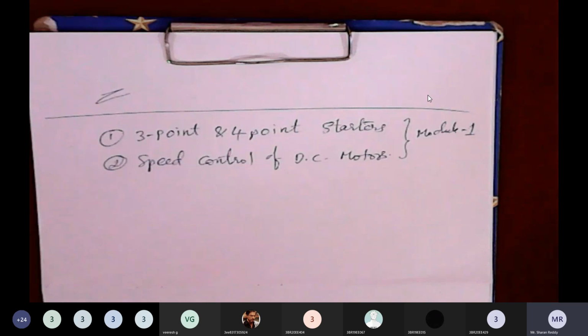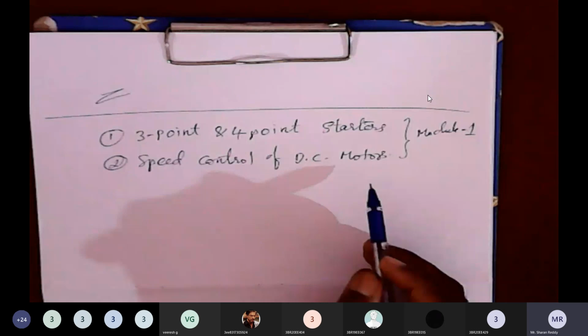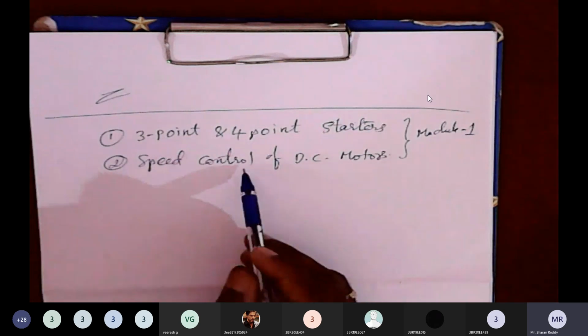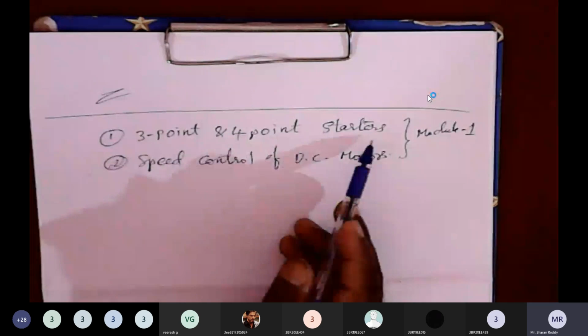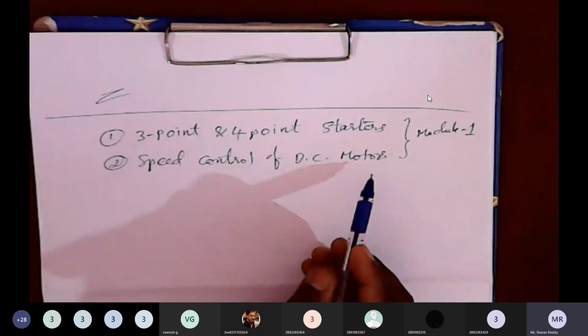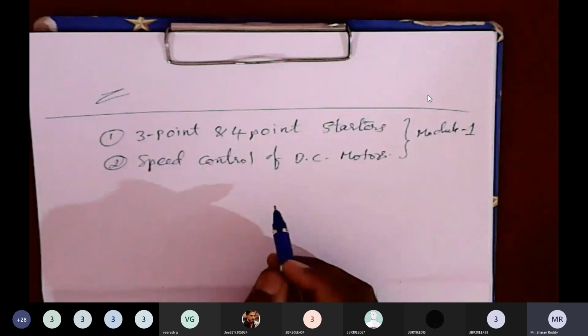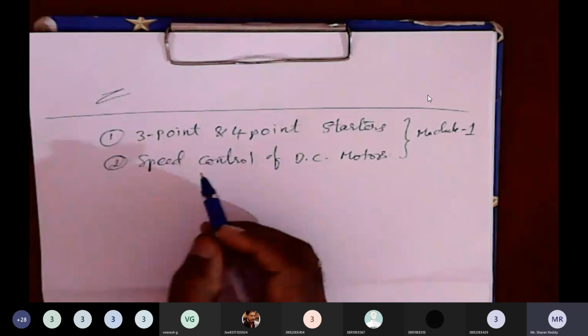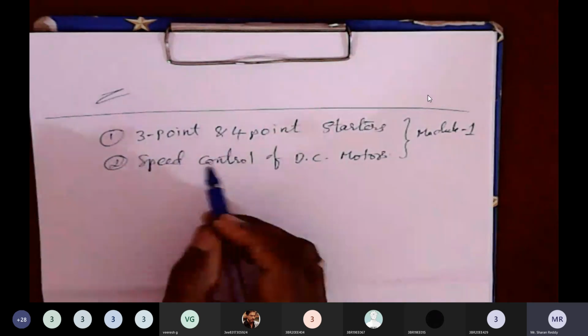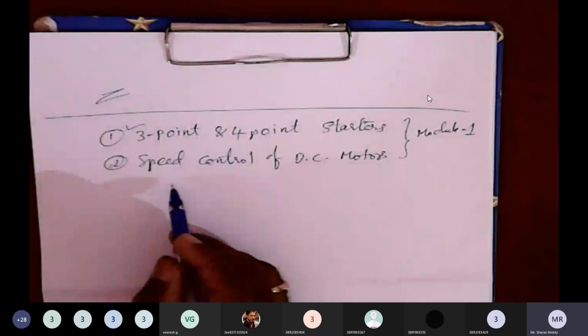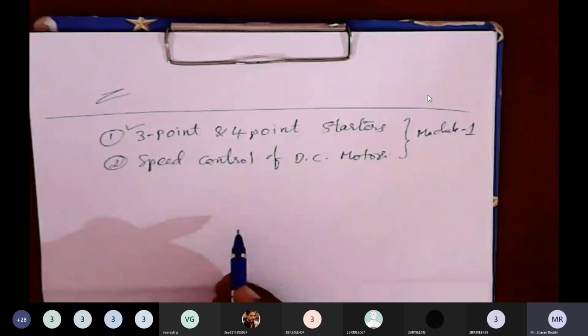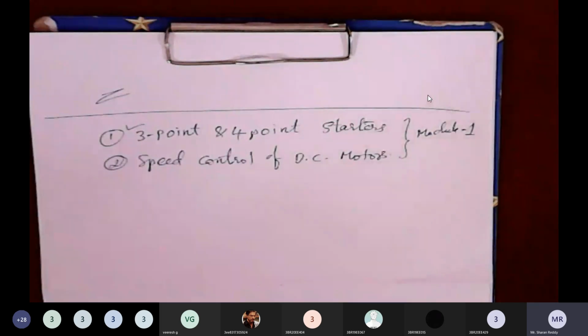Now I would like to complete the remaining part of Module 1, where two important topics were left over: 3-point and 4-point starters, and speed control of DC motors. These two topics are not covered yet. Today I would like to cover the 3-point and 4-point starters, and in the remaining classes I'll start the speed control of DC motors. These two are important topics as far as Module 1 is concerned.